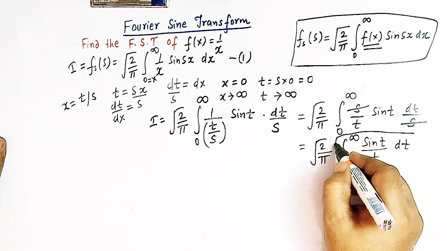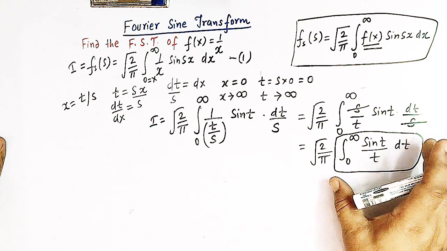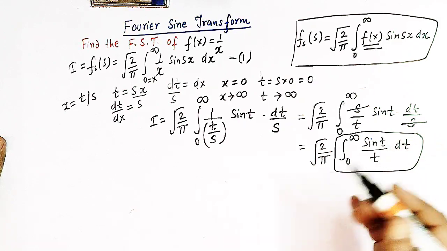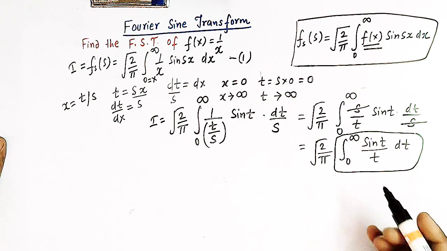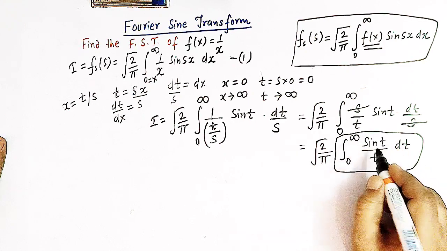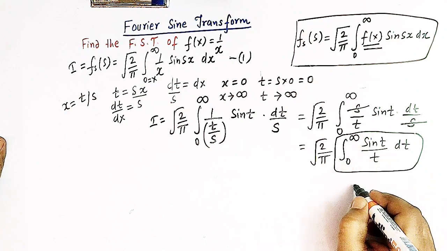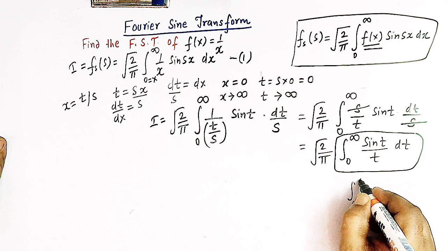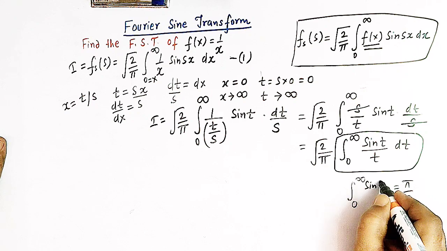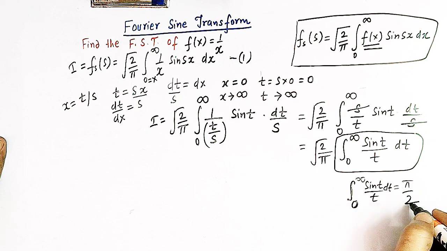So now this integral is known as Dirichlet integral, and we can find out the value of this integral by different methods, namely Laplace transform, and by using other methods, right? From complex analysis also we can find out the value of this integral. So the value of this integral is pi over 2. So 0 to infinity sine t over t dt is equal to pi over 2.